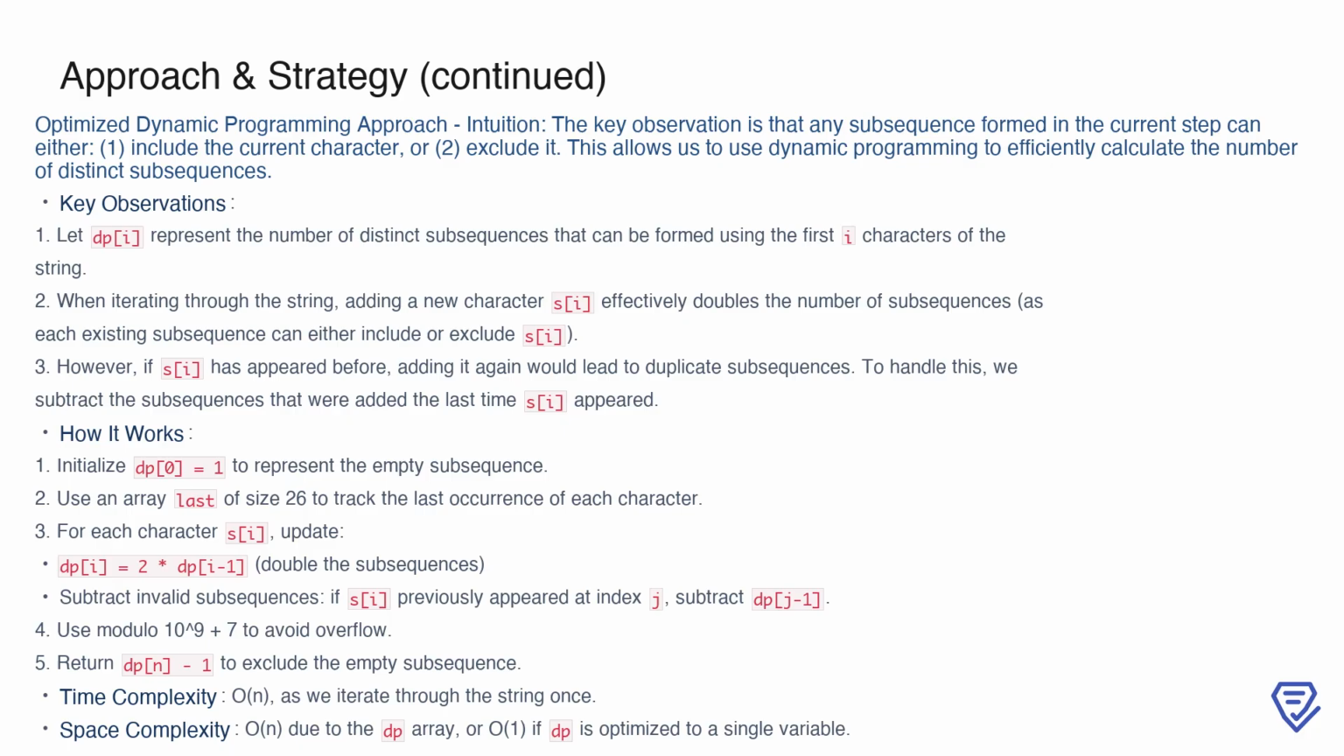To implement this, we initialize dp[0] to 1 for the empty subsequence, and we use an array called last to store the last occurrence of each character. At each step, we update dp[i] by doubling dp[i-1] and then subtracting any duplicate subsequences caused by repeated characters. Finally, we return dp[n] - 1 to exclude the empty subsequence, and we use modulo 10 to the power of 9 plus 7 to handle large numbers. This approach drastically improves efficiency, with a time complexity of O(n) and space complexity of O(n), or even O(1) if we optimize the dp array.